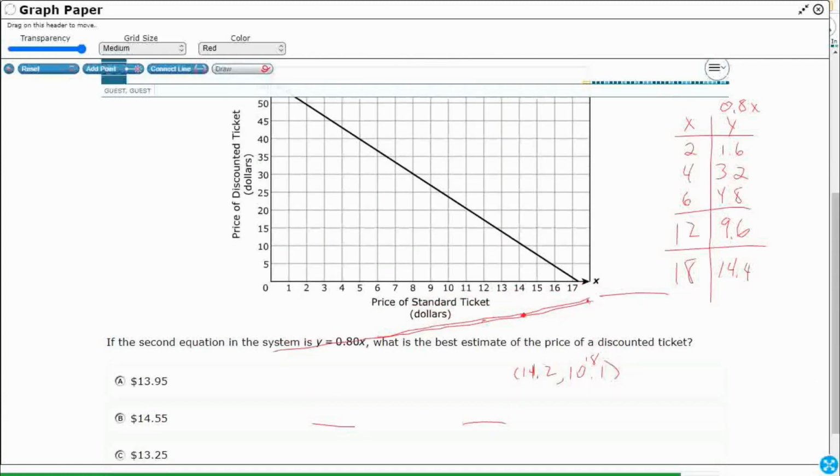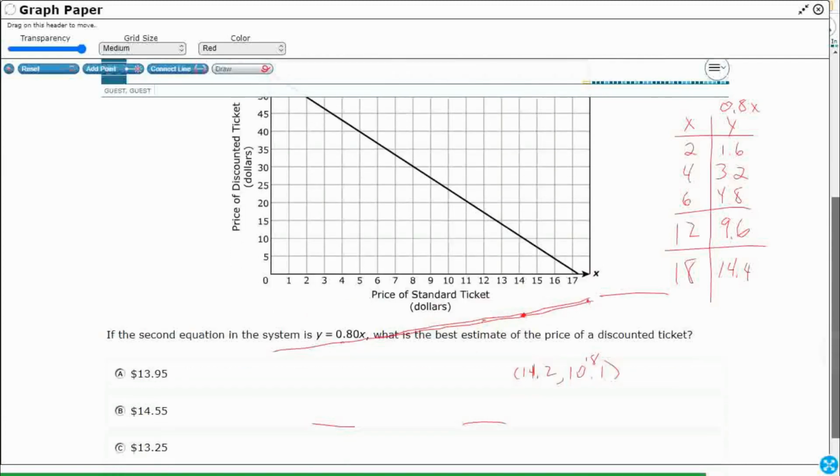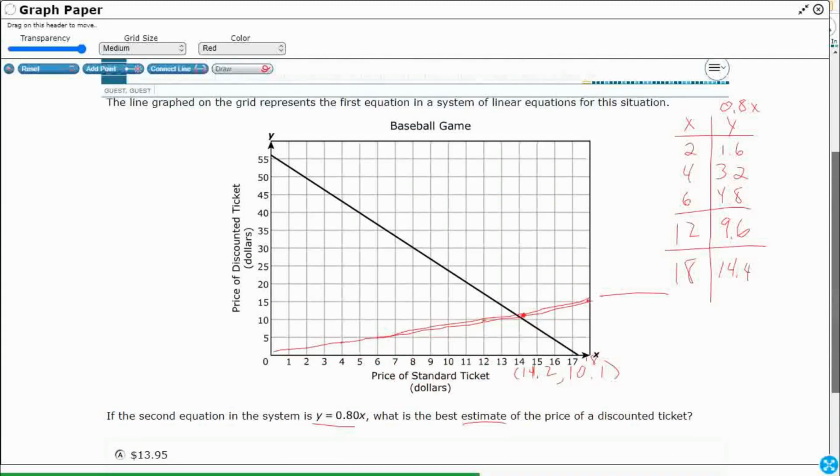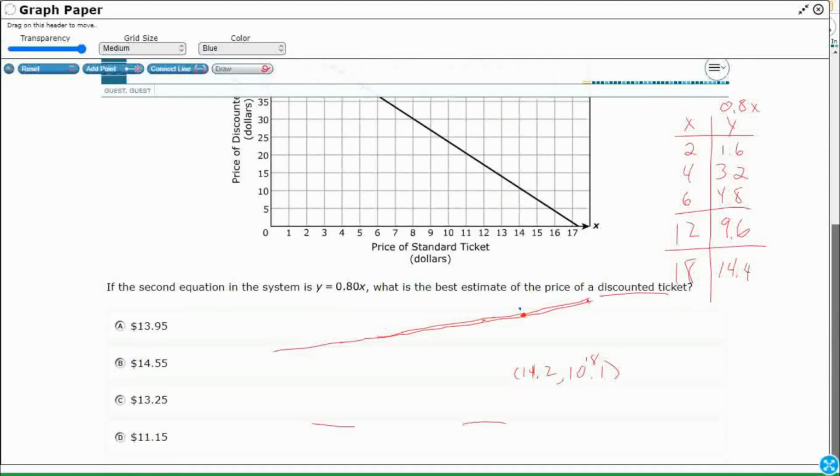I wanted to plot the other ones: 13.25, 14.55, 13.95. All of those other ones are going to be way up here, and there's just no way we get all the way up there. So our answer is going to be the closest one to our estimate of 10.1, and that is 11.15. Our answer is D.